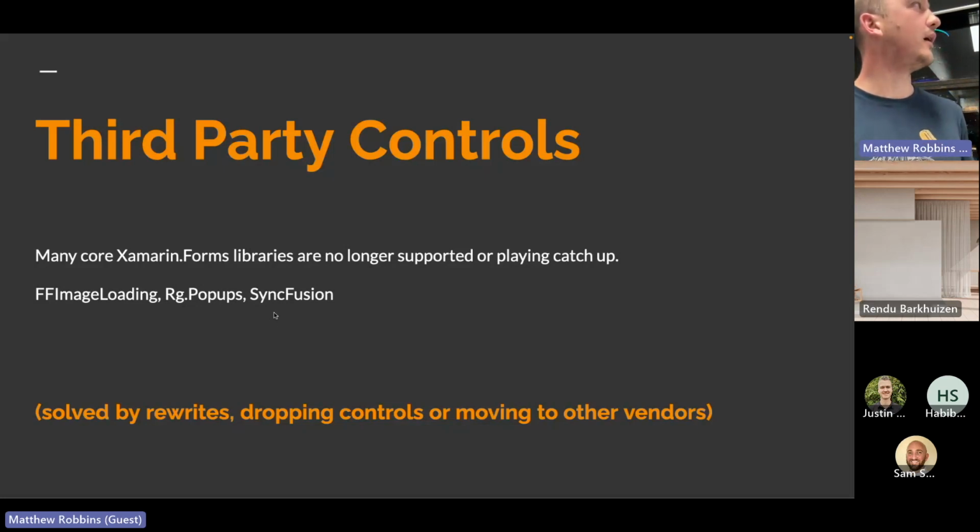It's very simple. And then Syncfusion, which is a really big control vendor. They're quite a bit behind. Most of the core stuff is, but there's a couple of things that we're blocked on. So yeah, kind of frustrating. We've been solving it. So for Ansight, I was solving it by either rewriting things, dropping controls, or moving to other vendors. For the most part, that strategy should be okay. You should be able to do it that way.